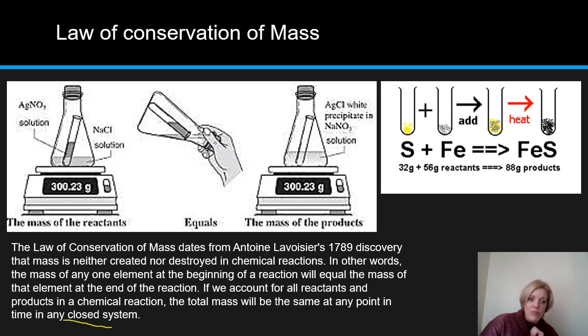Let me just get, my highlighter is not working. There we go. The closed system part is the most important thing that you need to recognize here, because we could evaluate you by asking you a question regarding the law of conservation of mass that's not in a closed system, like I used for example at the beginning of the video.